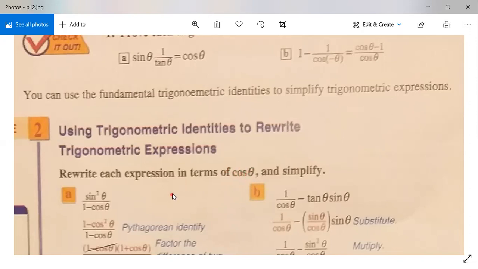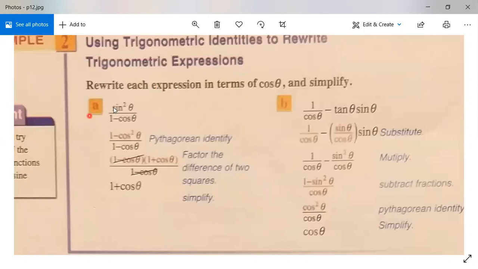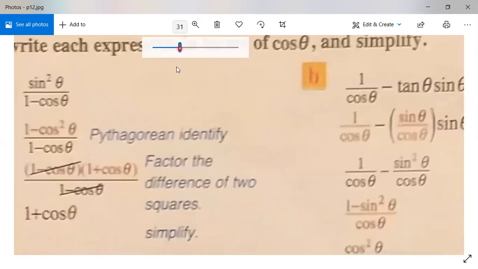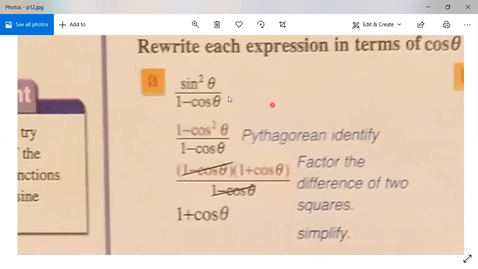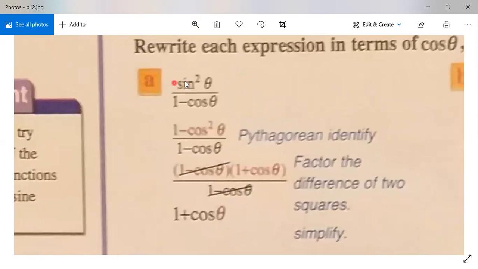Now A. Sine square theta over 1 minus cosine theta. But we need just cosine. We don't need sine. This is the question: rewrite each expression in terms of cosine. Just cosine.